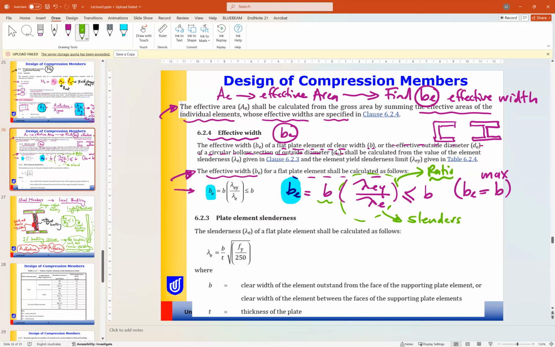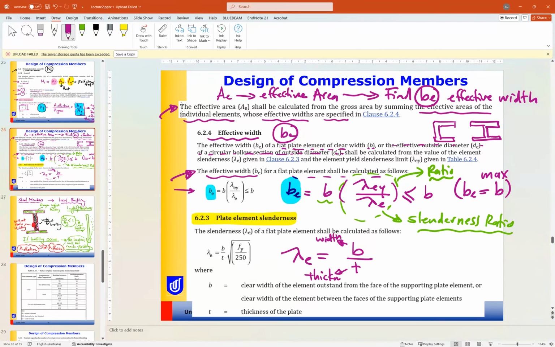So to find the effective width, you need firstly to find the slenderness ratio. And to find the slenderness ratio, we need to know what is lambda E and what is lambda EY. So the next part is the blade element slenderness. The blade element slenderness, lambda E, equals B over T. What is B? Width of the member. What is T? Thickness.